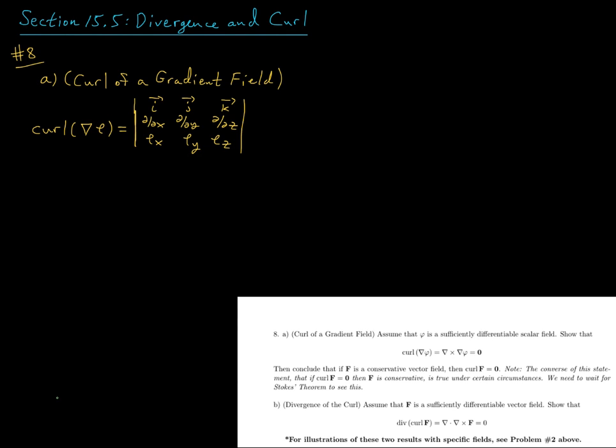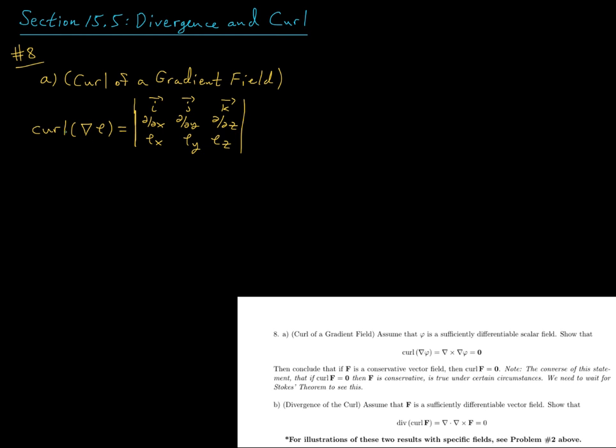Alright, and for the last video in section 15.5, we're going to look at problem 8, which is going to prove the two statements that we made at the end of the video on problem number 2, namely that the curl of the gradient of a function phi is equal to 0, the 0 vector there, and the divergence of the curl of a vector field, capital F, is equal to 0, where here the 0 is a scalar. Okay, and we illustrated these two results with specific fields in question number 2. So let's go ahead and prove them now more generally.